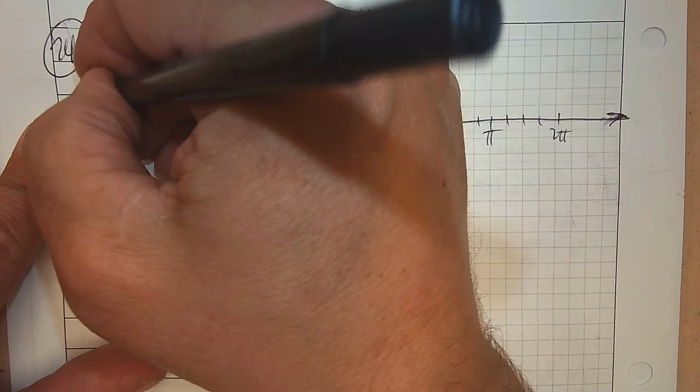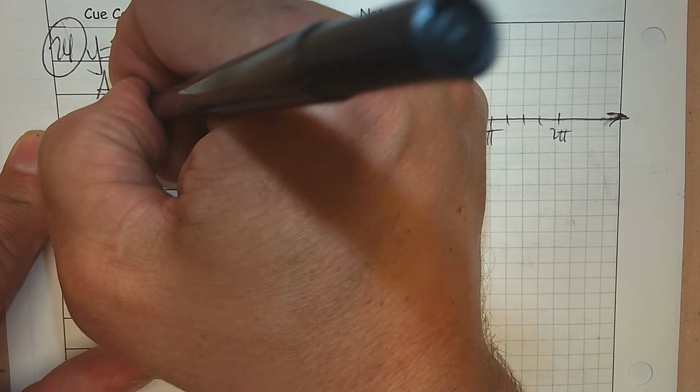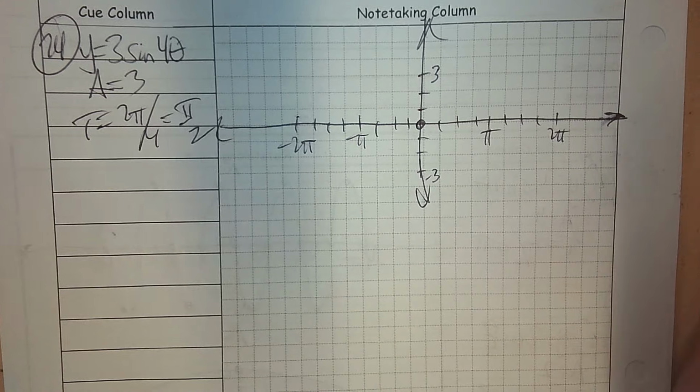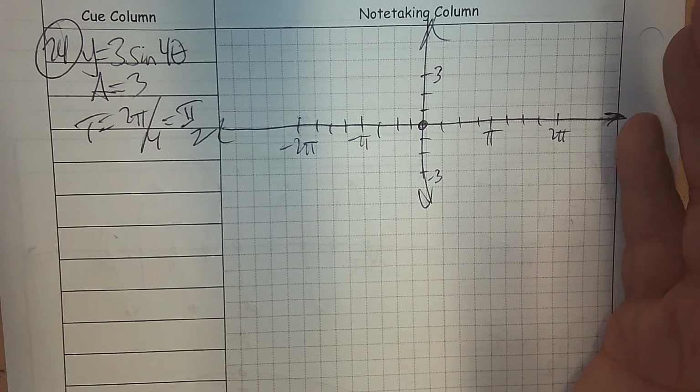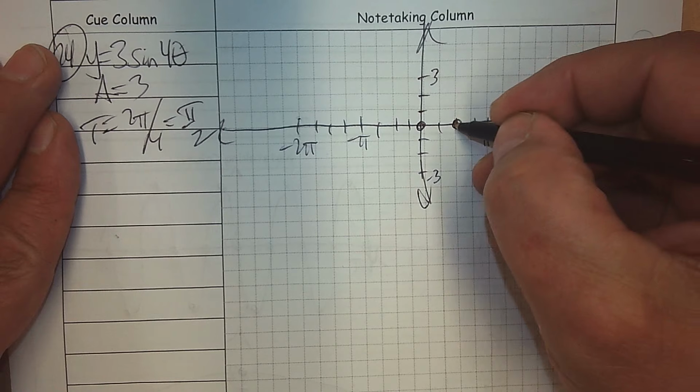I know the amplitude is 3. The period would be 2 pi, but we're going to divide by 4, so it's just pi over 2. It's a very, very small period, so it's a short amount of time to complete one cycle. So find pi over 2, and that ends the cycle.